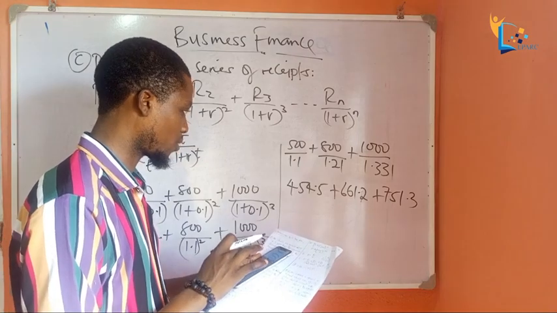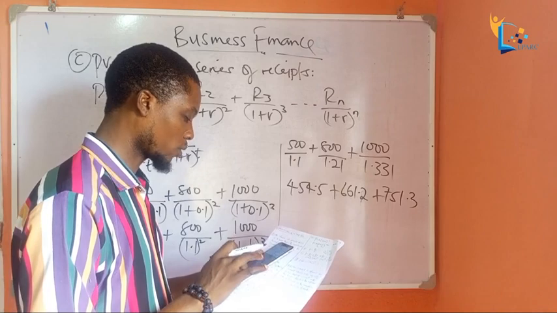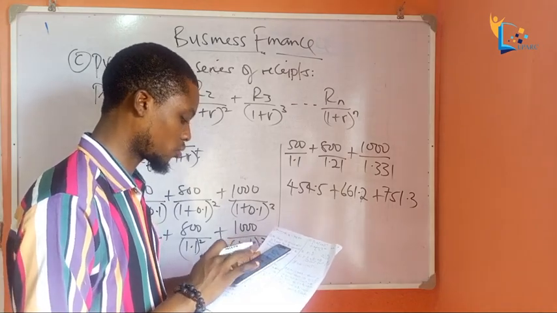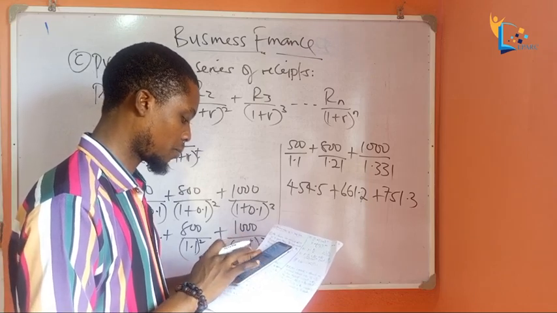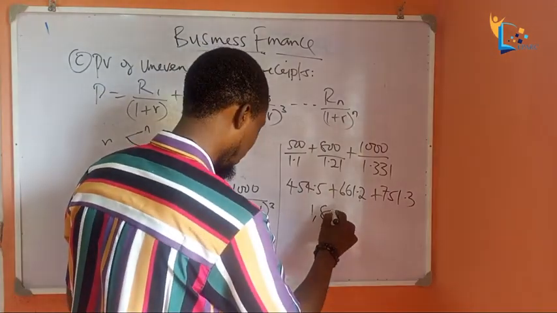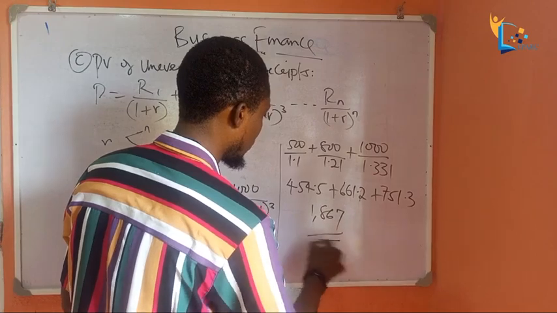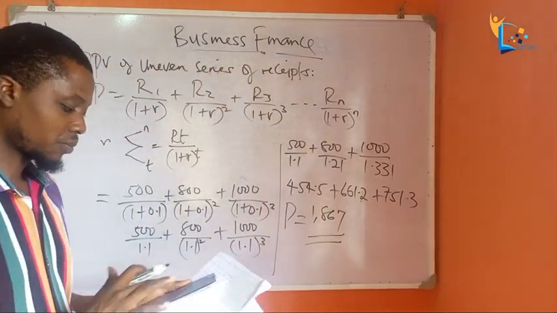We have 454.5 plus 661.2 plus 751.3, which is 1,867. Therefore, present value is equal to 1,867.